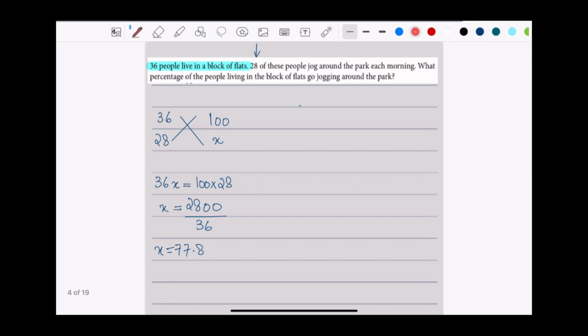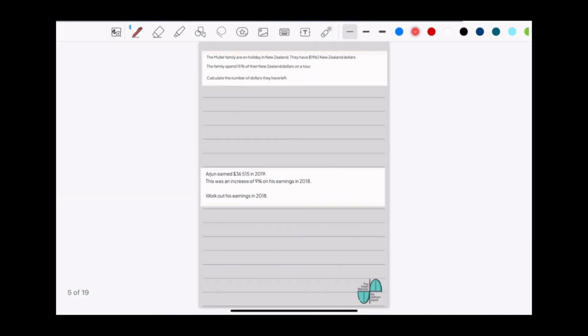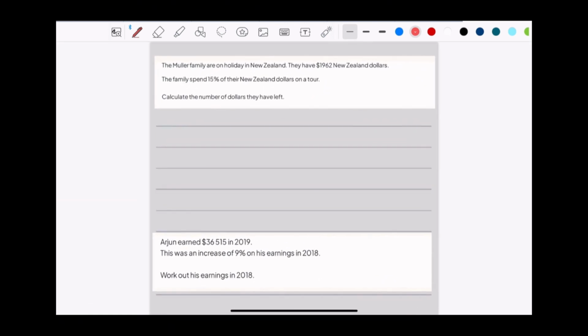Just a quick reminder, if I had asked how many people did not go for jogging, what you could have done is 36 is 100 and then subtracted 28 from 36, which would have given you the number of people who were not interested in going for jogging, and you would have found out the percentage. So let's look at more questions.